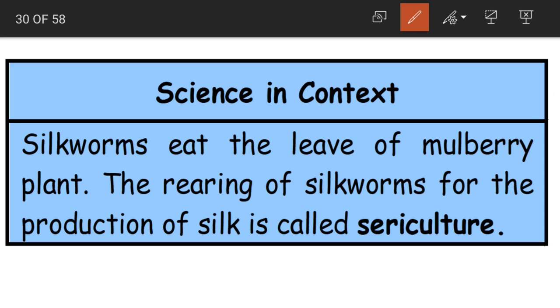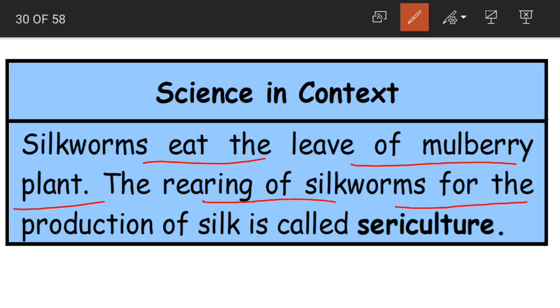See here, these silkworms are going to eat the leaf of the mulberry plant. The rearing of silkworms for the production of silk is called sericulture. Sericulture is where they take care of silkworms for the production of silk. And how do they feed these silkworms? By giving them mulberry leaves as their food.